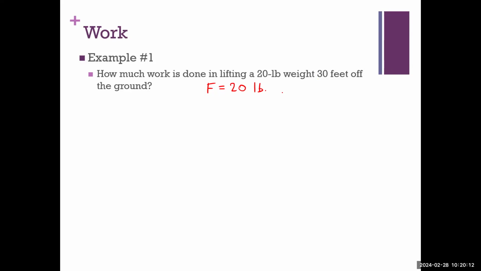Do I know the displacement? 30 feet. So from there, can I find the work I did on it? So 20 pounds times 30 feet, which is equal to 600 pound-feet, foot-pounds, whichever one you like better. I hear both, they're equivalent. 600 pound-feet, 600 foot-pounds.